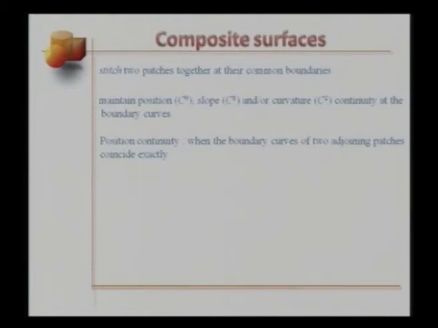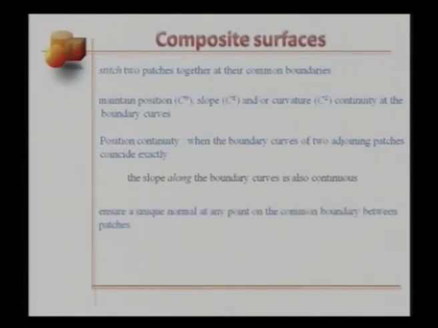Position continuity implies when the boundary curves of two adjoining patches coincide exactly. This would mean physically the slope along the boundary curves is also continuous. We also need to ensure a unique normal at any point on the common boundary between two patches. We can accomplish this by coinciding the tangent planes of the two edges and patches.